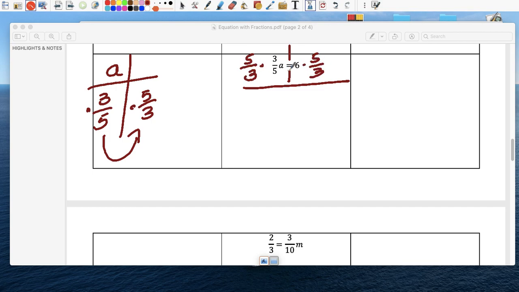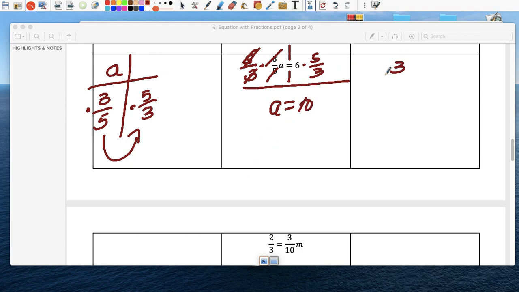Now, what does that accomplish? Well, first of all, this 5 and this 5 simplify to 1. This 3 and this 3 simplify to 1. And all that gets simplified to 1. And 1 times a is just a. So I get my a isolated, right? There's nobody next to the a. Now on the other side, 6 times 5 is 30, divided by 3 is 10.